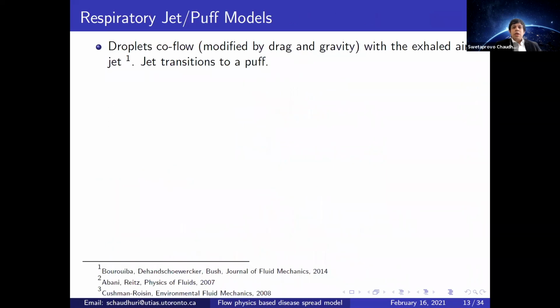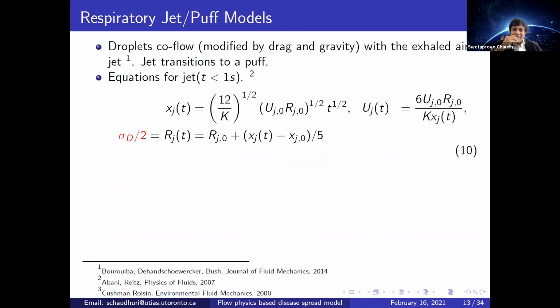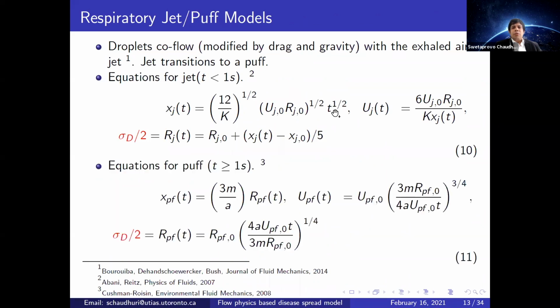Just give a glimpse. The respiratory jet puff model, once again, initially the exhaled air is a jet, and that we can show using, once again, mass balance, momentum balance. We can show that initially the diameter of the jet scales as t to the power of half, and once the momentum source is cut off, the jet transitions to a puff, and then the diameter of the puff evolves as t to the power of 1/4.